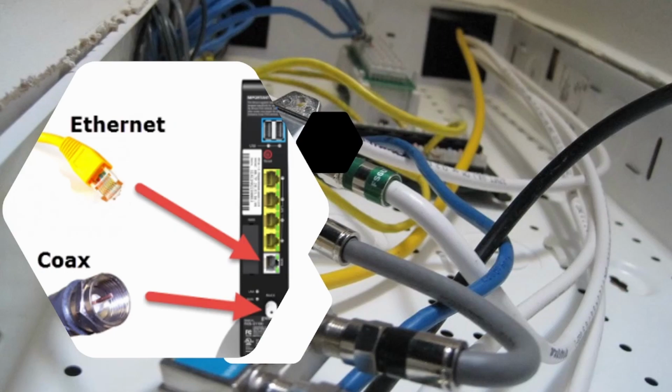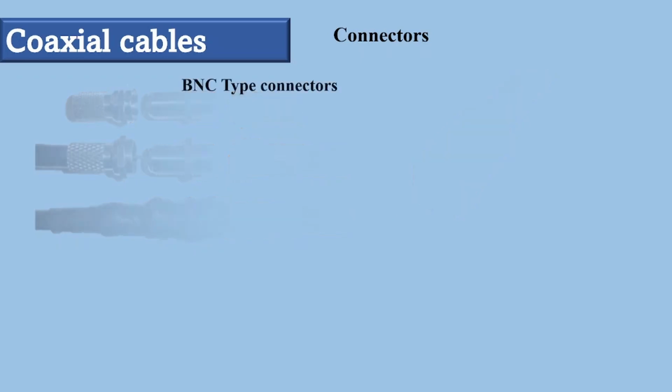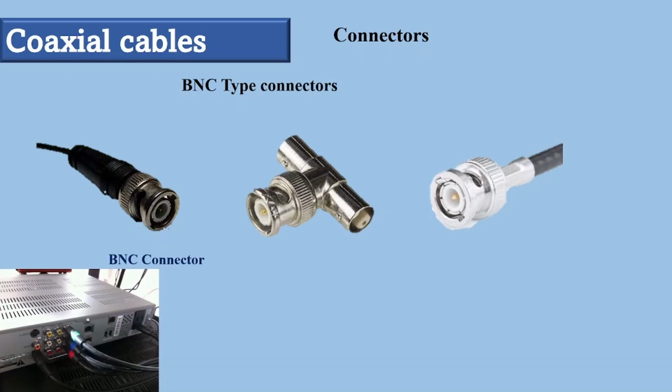To connect coaxial cable with devices, we need a coaxial connector. The most common type of connector used today is the BNC, or Bayonet Neill-Concelman, connector. This connector comes in three forms: the BNC connector, the BNC-T connector, and the BNC terminator.